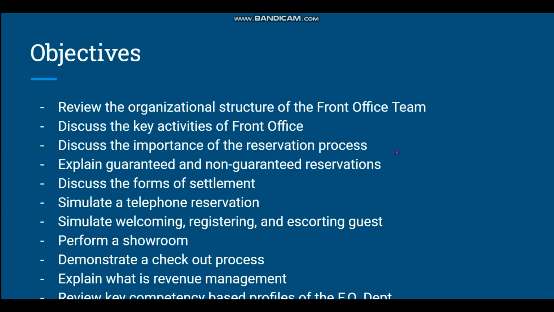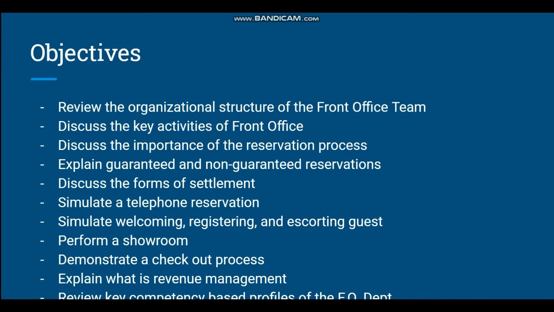So in this session, we are going to tackle the different objectives. To review the organizational structure of the front office team, to discuss the key activities in the front office. We are also going to discuss the importance of the reservation process and explain guaranteed and non-guaranteed reservations. We also have to discuss the forms of settlements.